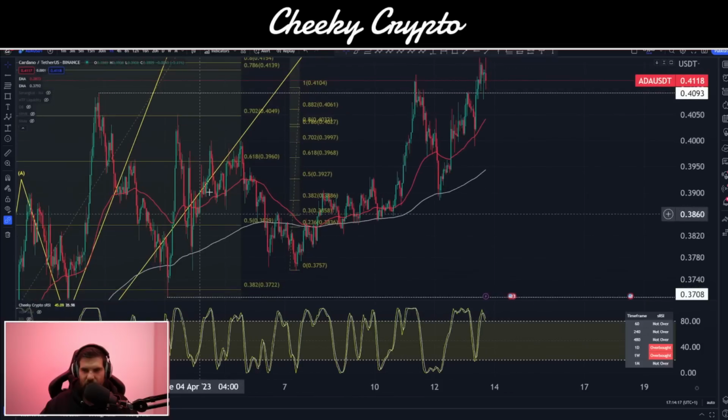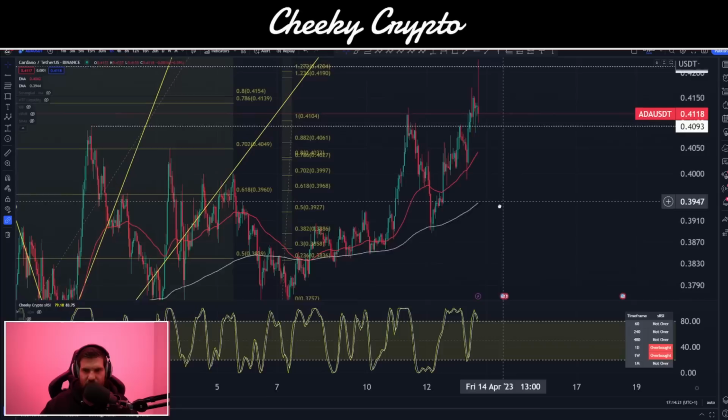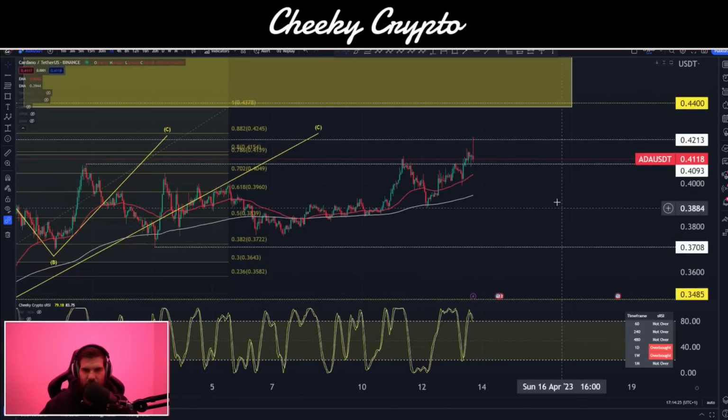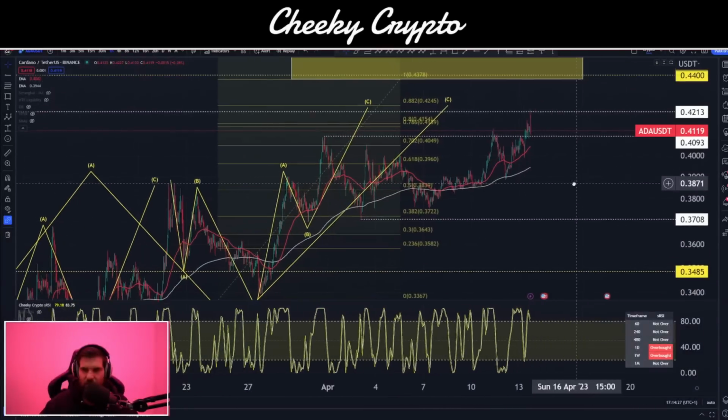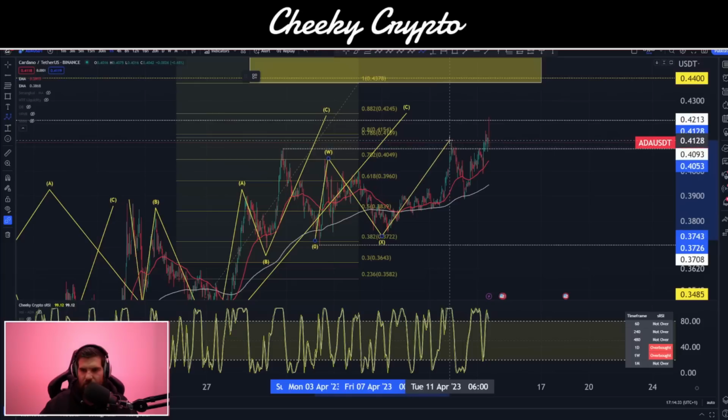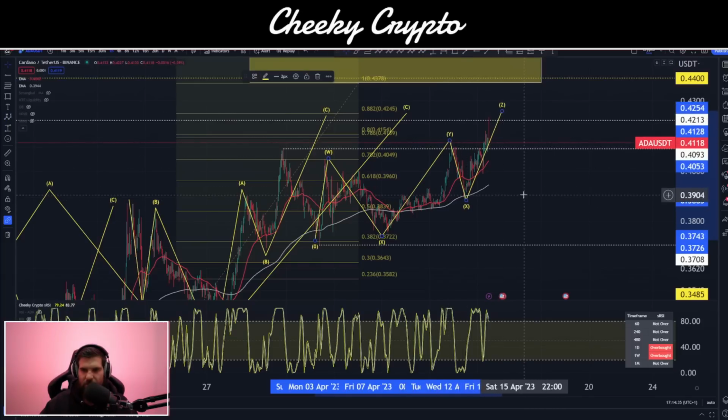So that's done. Looking at this, it looks to me like W, X, Y, X, and Z, and we are looking for a zigzag at the end, in my opinion. So it looks like what we've got going on here. Let me just draw this in. At the moment, we have a W, X, Y, X, and what I believe to be a Z.